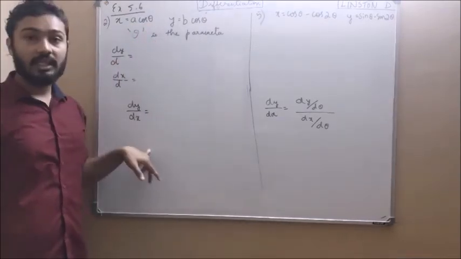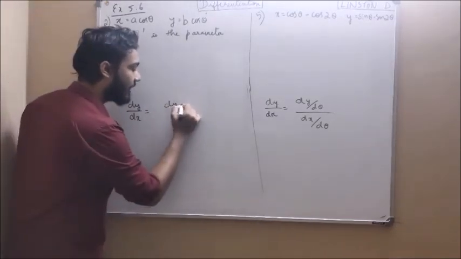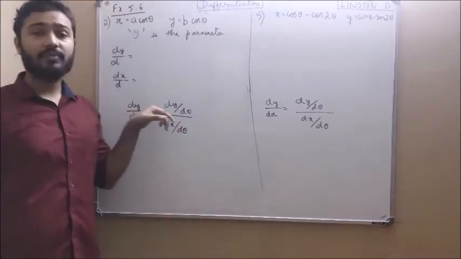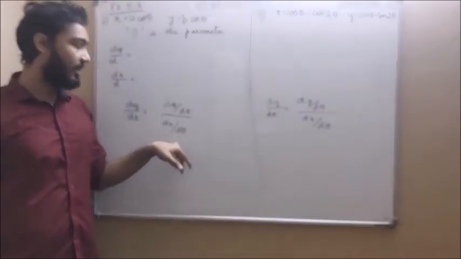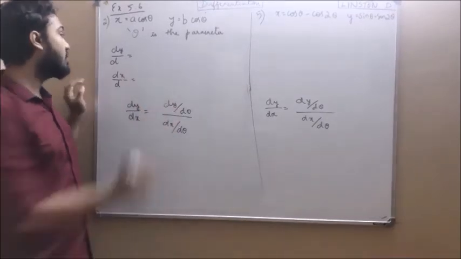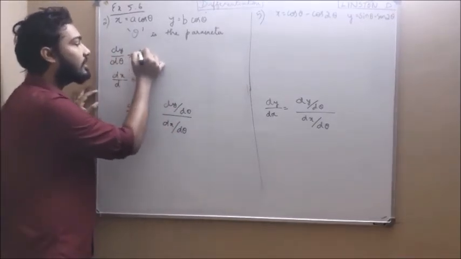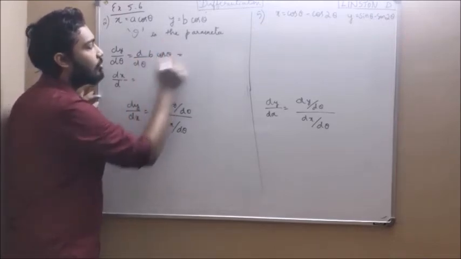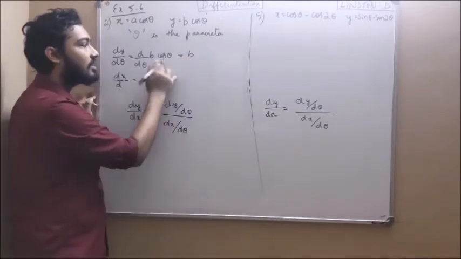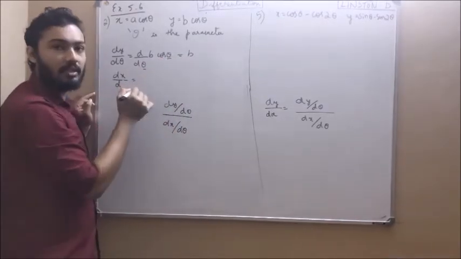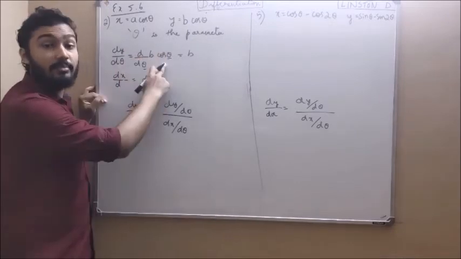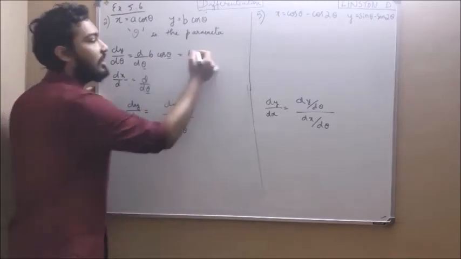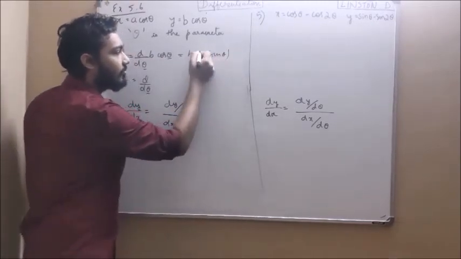So what is dy by dx? dy by dx, you know the formula. It is dy by d theta divided by dx by d theta. So we have to find this. First find dy by d theta. What is dy by d theta? It is d by d theta of y. y is nothing but b cos theta. So b is constant. Take this out. What is differentiation? theta and theta are similar variable. d by dx of cos x is minus sin x. So d by d theta of cos theta is minus sin theta.